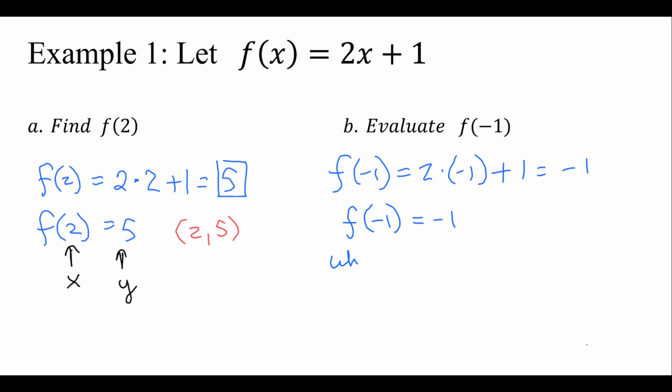This means that when x is negative 1, my output, or my y value, is also negative 1, which is equivalent to the point (-1, -1) on the graph, which is a point that belongs to the function f of x.